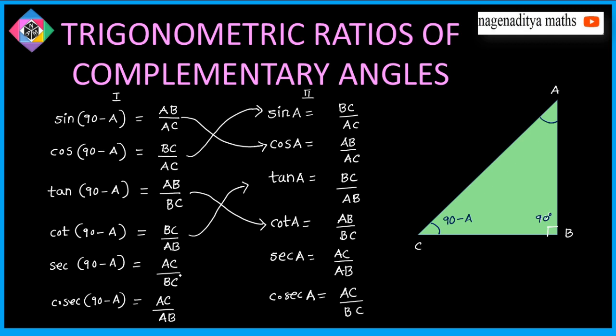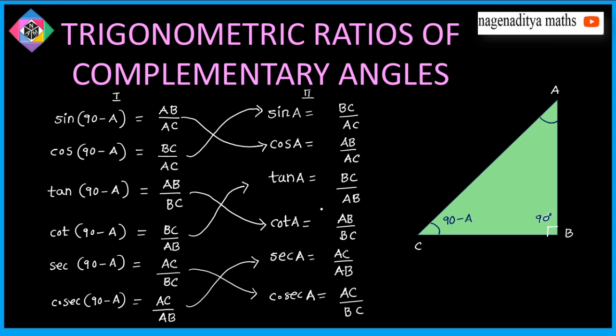Next, AC by BC. So AC by BC here. So secant of 90 minus A is equal to cosecant A. And where is AC by AB? Here AC by AB. So cosecant of 90 minus A is equal to secant A. So these are the new relations among the trigonometric ratios using the complementary angles. Sine of 90 minus A is cos A and cos of 90 minus A is sin A. Tan of 90 minus A is cot A and cot of 90 minus A is tan A, and secant of 90 minus A is cosecant A, and cosecant of 90 minus A is equal to secant A.